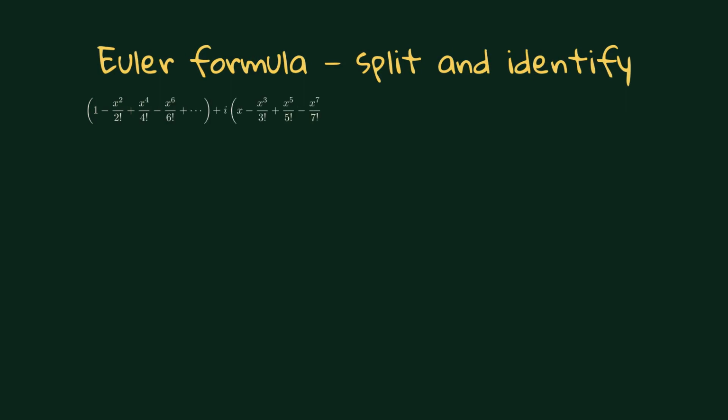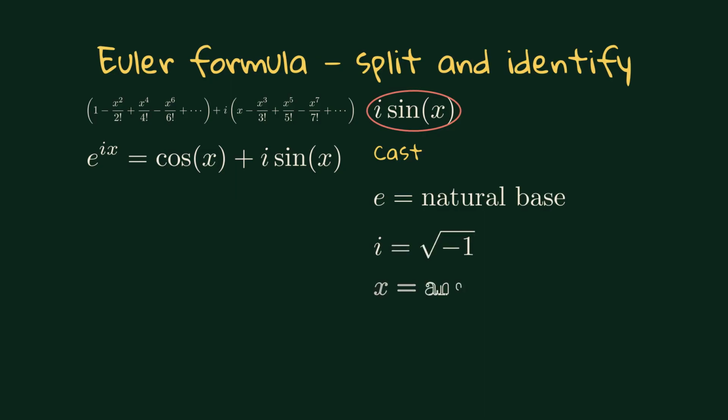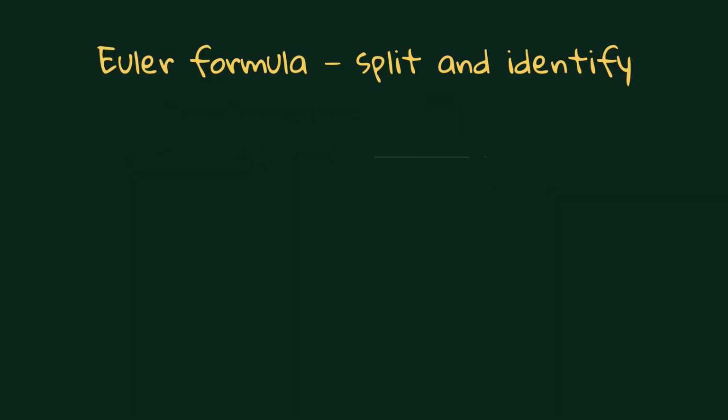So the whole series becomes e to the ix equals cosine of x plus i sine of x. Here, e is the base of the natural exponential, i is the square root of minus 1, x is the angle, cosine of x is the real part of the point, i sine of x is the imaginary part of the point. This is not a trick. It is the same infinite machine split into two clear parts. One part is the real shadow, one part is the imaginary shadow.